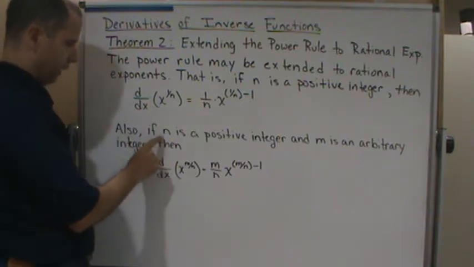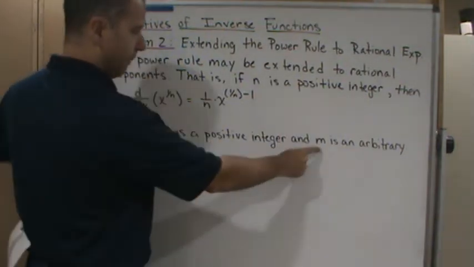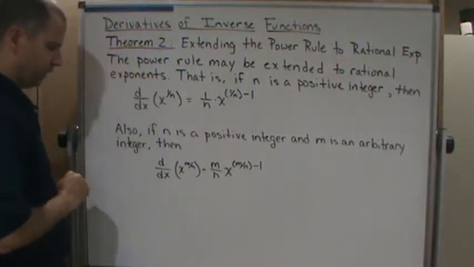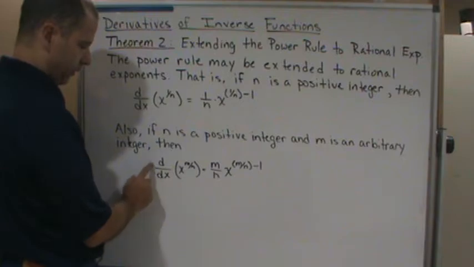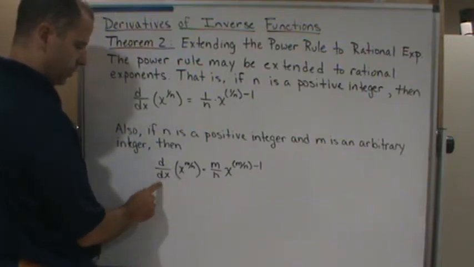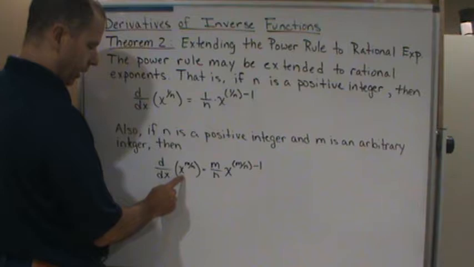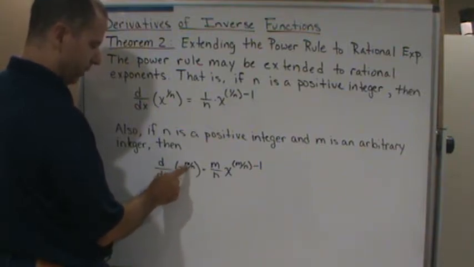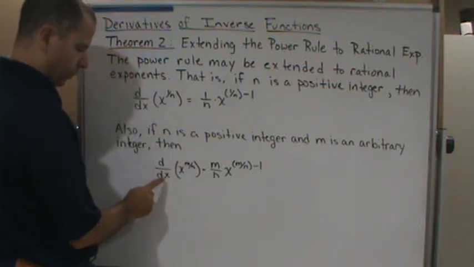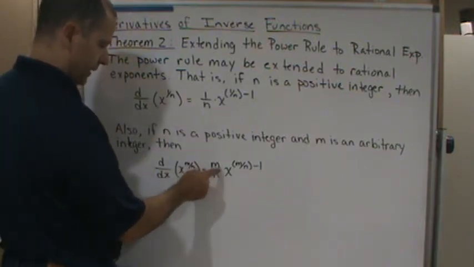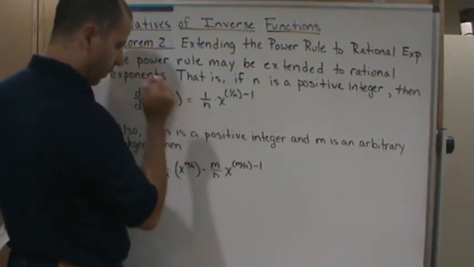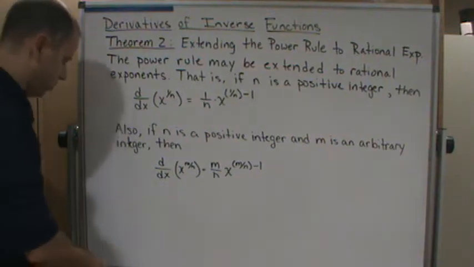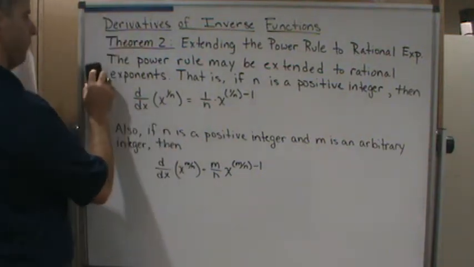Also, we can use this for any rational exponent. So we can say if n is a positive integer and m is an arbitrary integer, then we can apply the same rule to this situation. The derivative of x to the m divided by n power with respect to x is equal to, again, we drop the exponent down, m over n, and then we reduce the exponent by 1. Okay, so now let's do the proof of this.